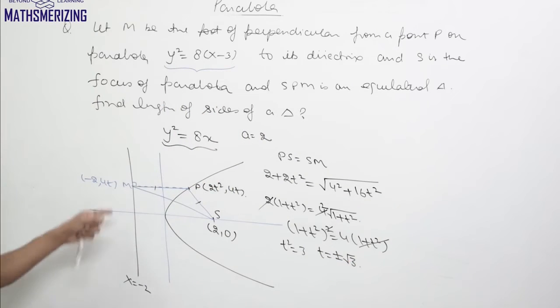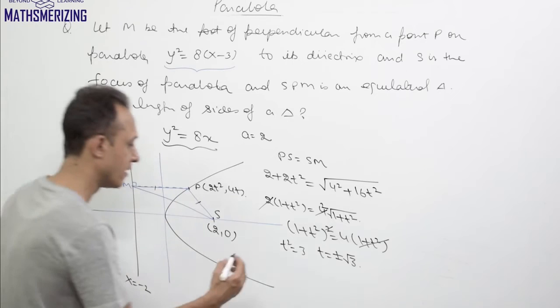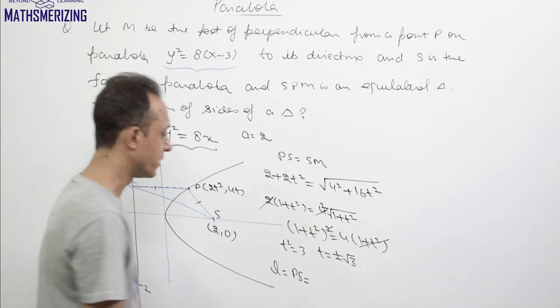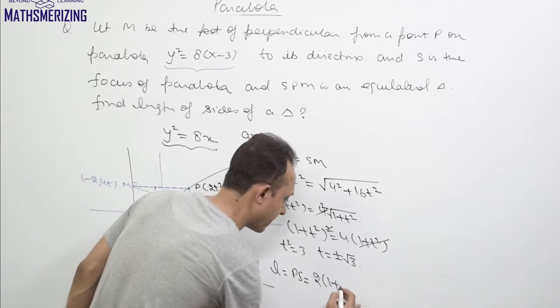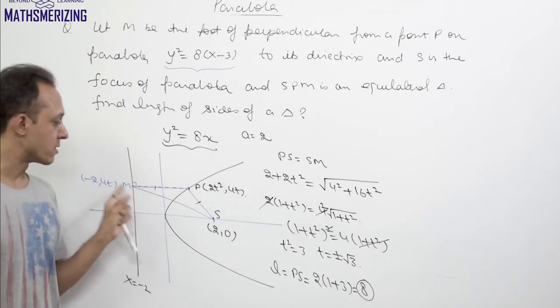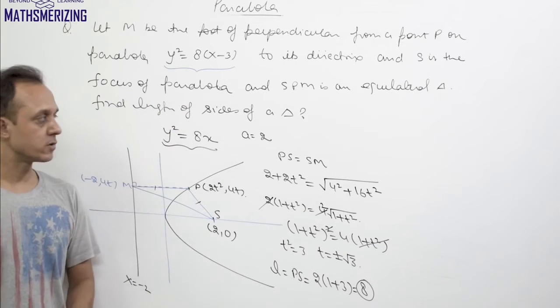So we just need to find the length of this side of the equilateral triangle. So the length of this side is equal to PS, and PS is 2 plus 2t². So it will be 2, and then 1 plus t² is 3. So that is 8. So the length of the side of this equilateral triangle should be 8 units.